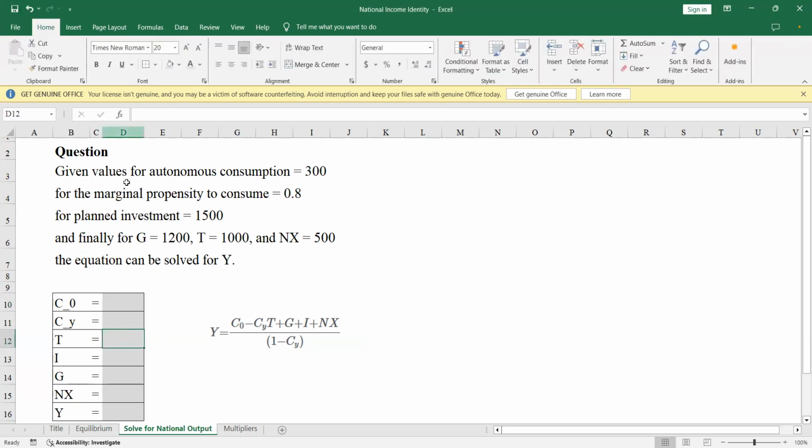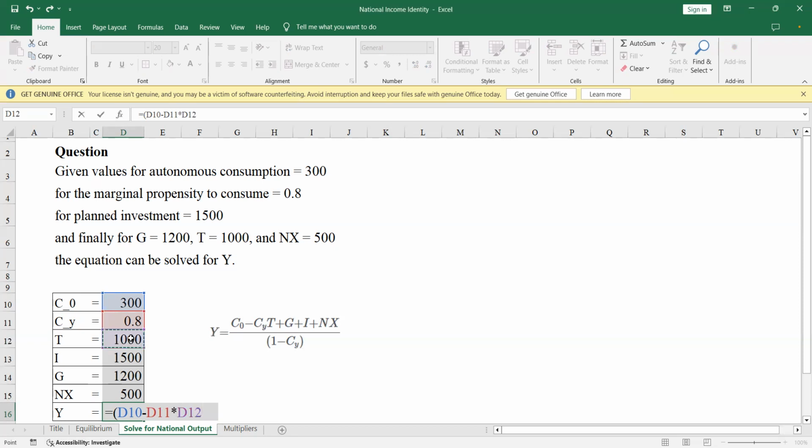In the first step, our autonomous consumption is 300. Similarly, my marginal propensity to consume is 0.8. The taxes are 1000. The planned investment is 1500. Government spending is 1200 and net exports are 500. Now putting all these values in this formula, my aggregate output will be 300, the autonomous consumption, minus marginal propensity to consume multiplied by the taxes, plus the government spending, plus the investments, plus the net exports. The whole thing divided by 1 minus the marginal propensity to consume.